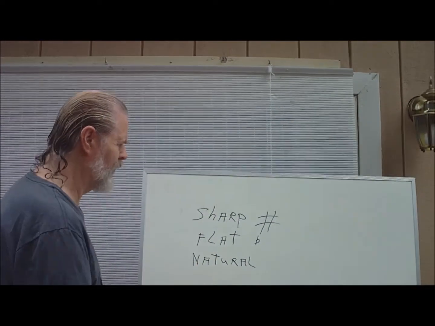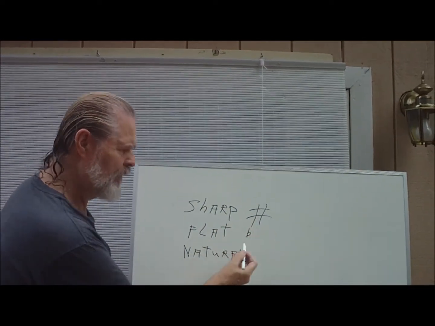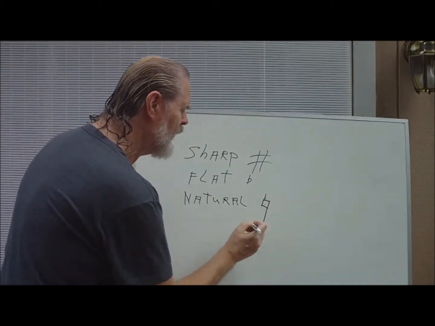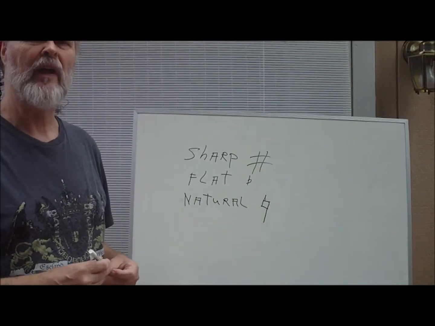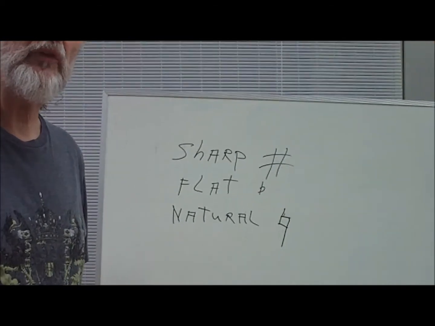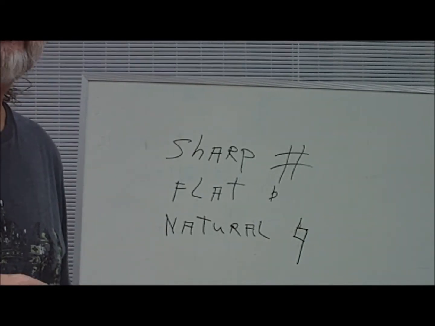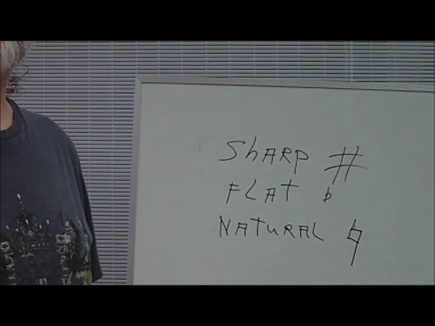And in this key, you play all of the B flats unless there is a natural sign, which looks like this. There's your sharps, there's your flats, and a natural looks like that. And a natural is one of those white keys on the piano. The black keys are the sharps and the flats.